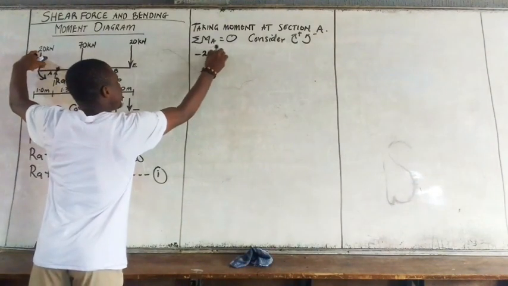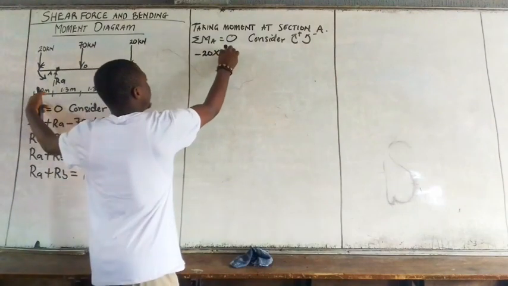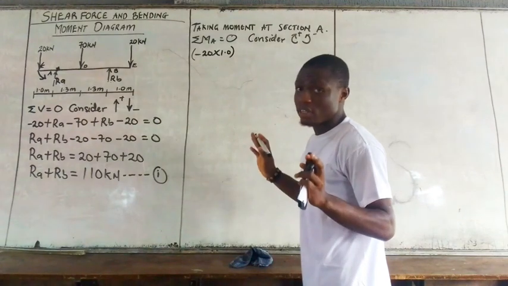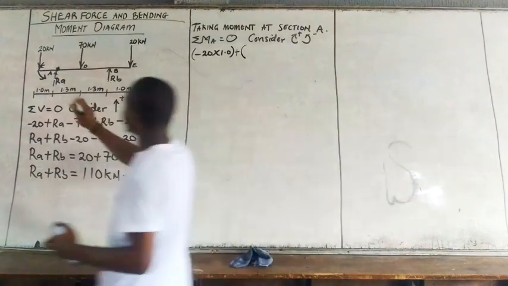Hence, it becomes minus 20 multiplying what? Moment is force times distance. This is the force. Hence, what distance? From where to here is 1.0. I have that. It's off. I'm done with that section. Put the positive sign in, that is right.